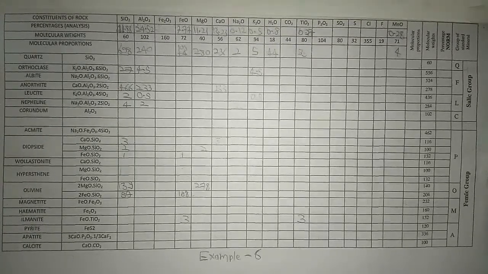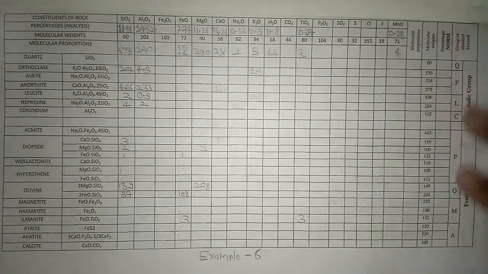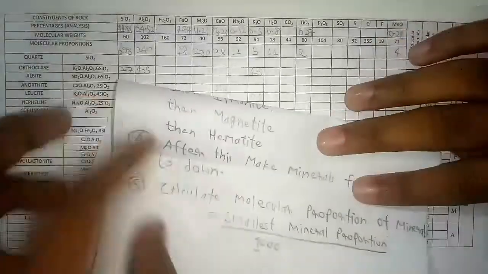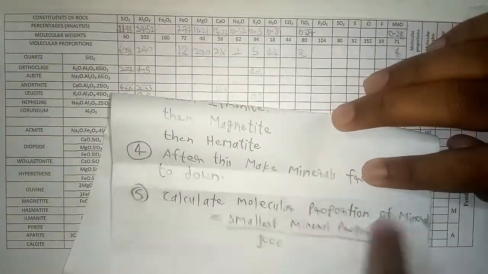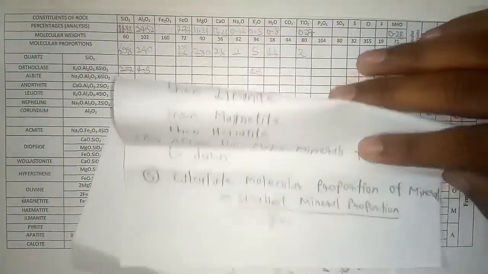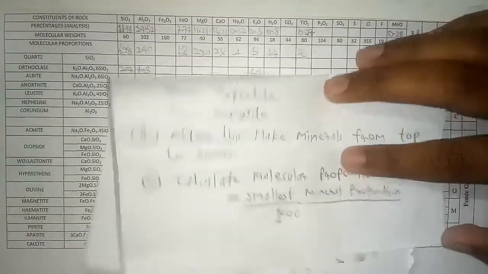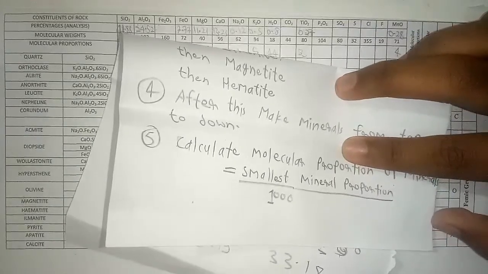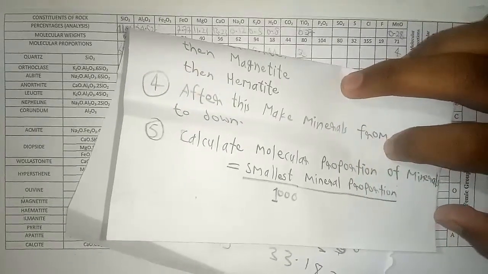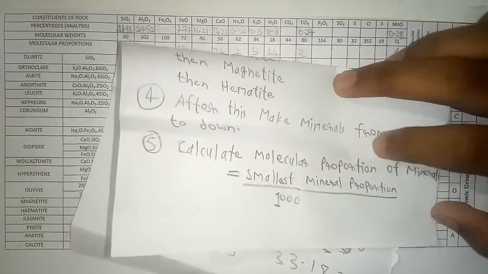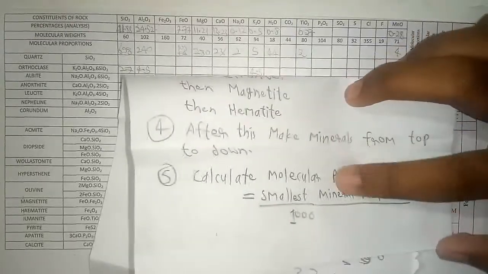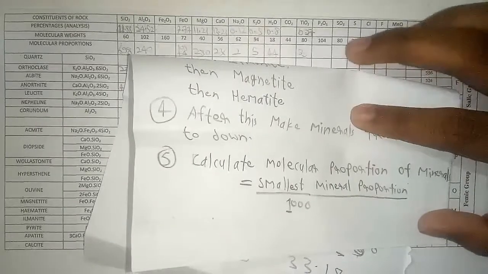So actually this is the last video of this CIPW norm form. So I will be doing the molecular proportion and Bose norm also. So the fifth step is to calculate the molecular proportion of minerals. Okay, we have done this. Make minerals from top to down, and after that we have to use all the minerals. And I told you what are the rules and regulations of silica deficiency rock and all.